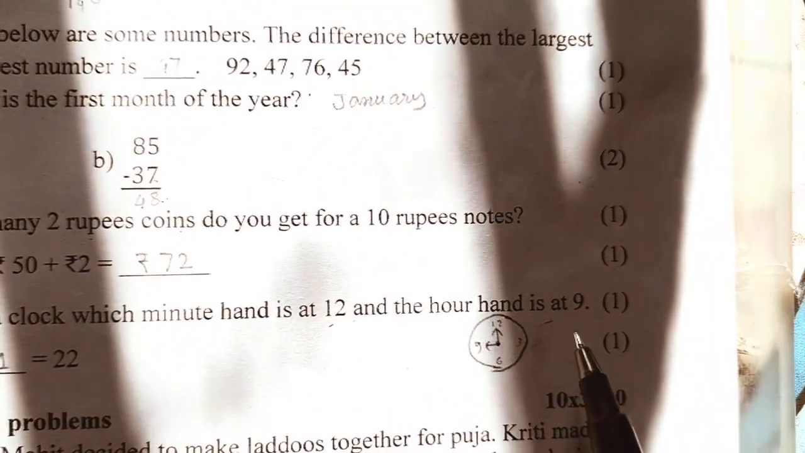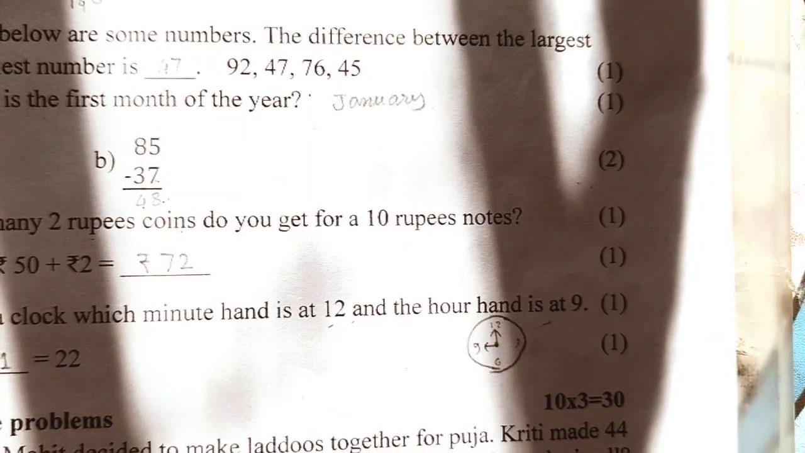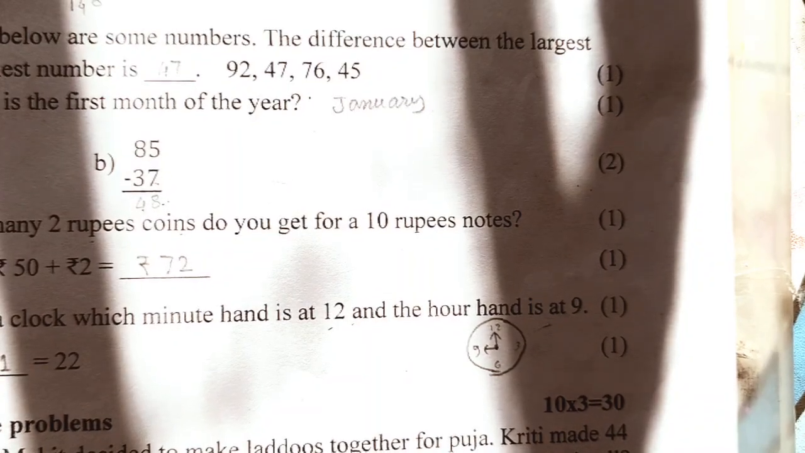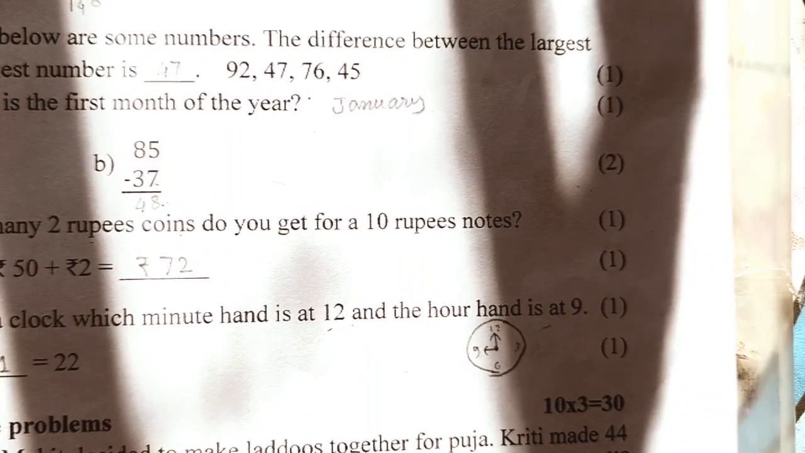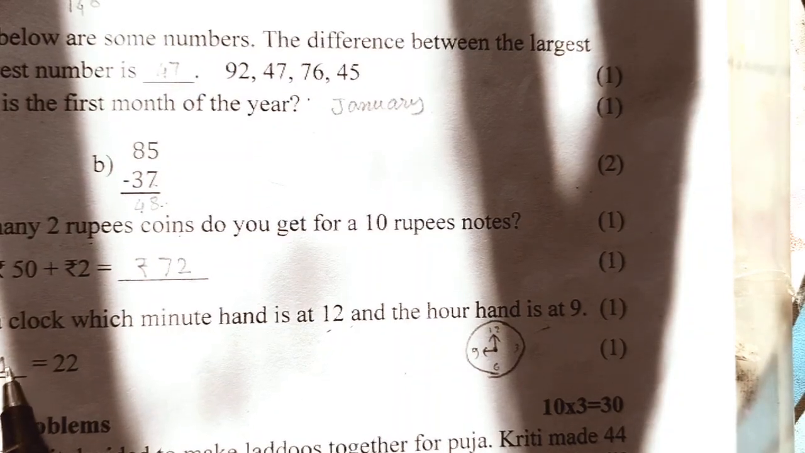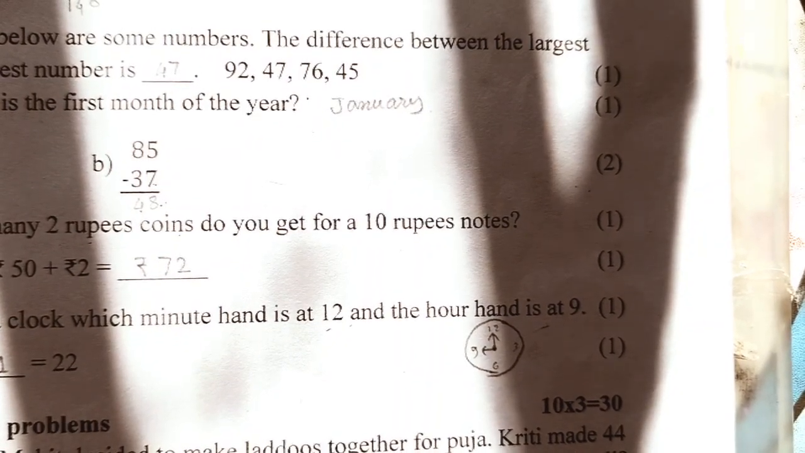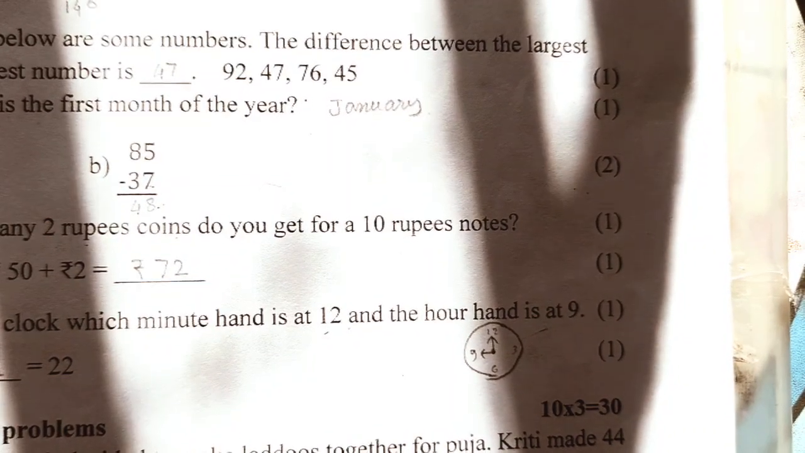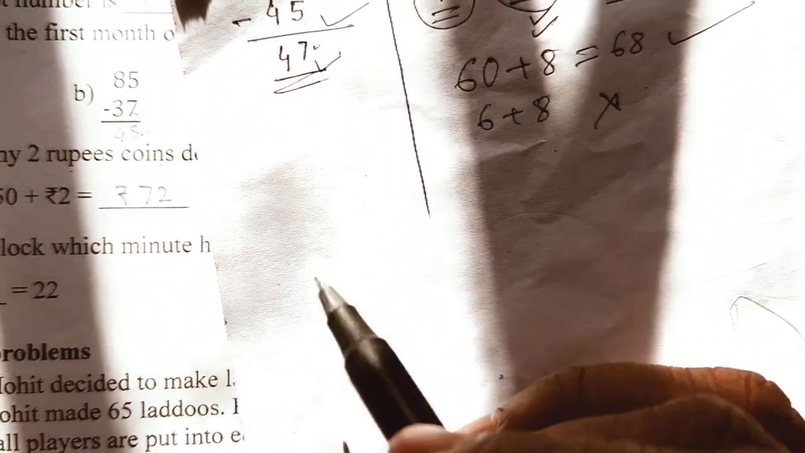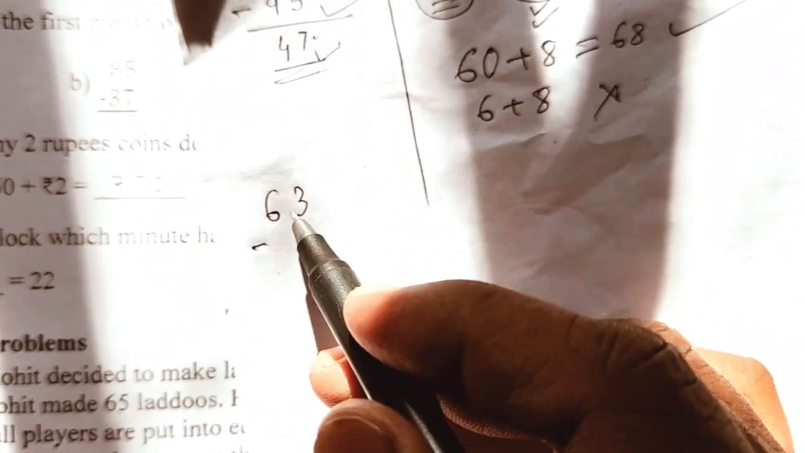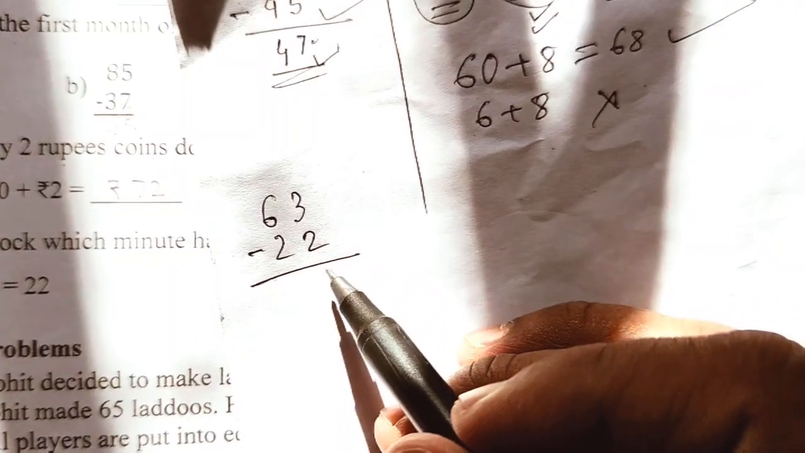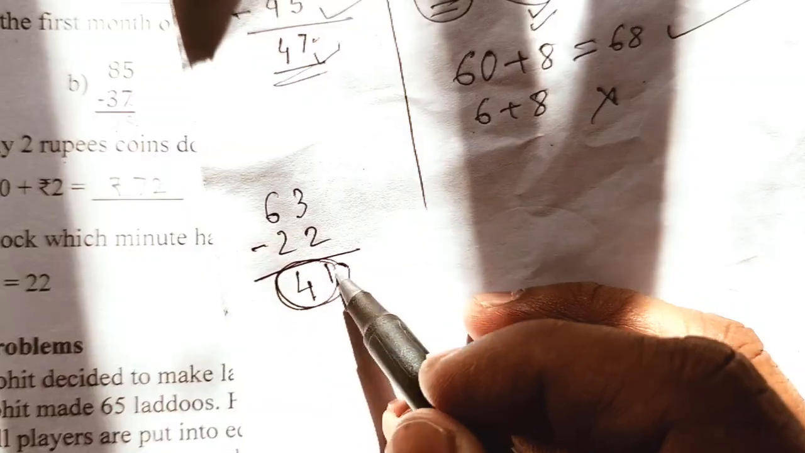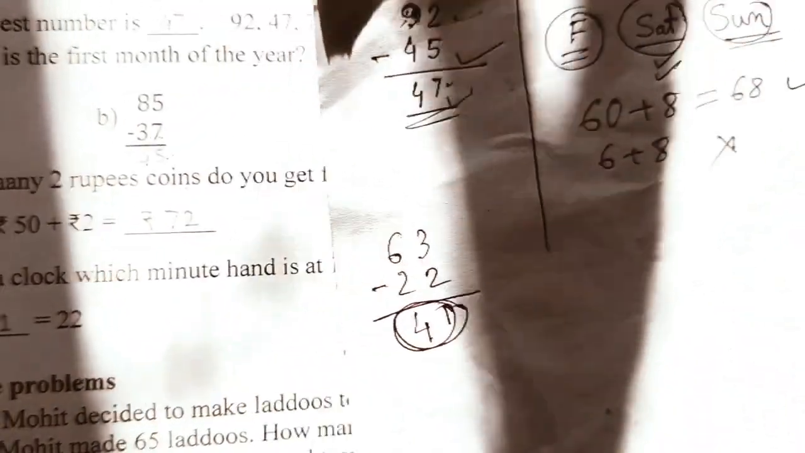Okay, now here is a, 63 minus dash is 22. Here to make 2, we can subtract 1 from 3. And to make 2, we can subtract 4 from the 6. So 41 will be the answer. You can do this in reverse, that is 63 minus 22, that is 1 and also 4. So you can put 41 here. Okay, this is the answer.